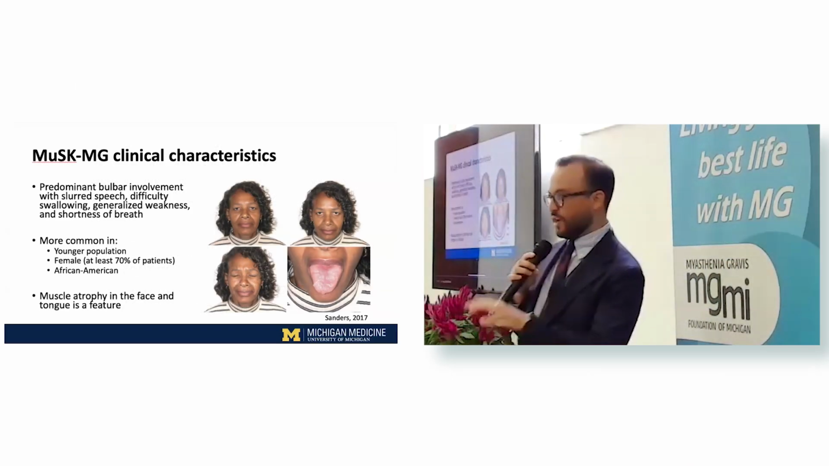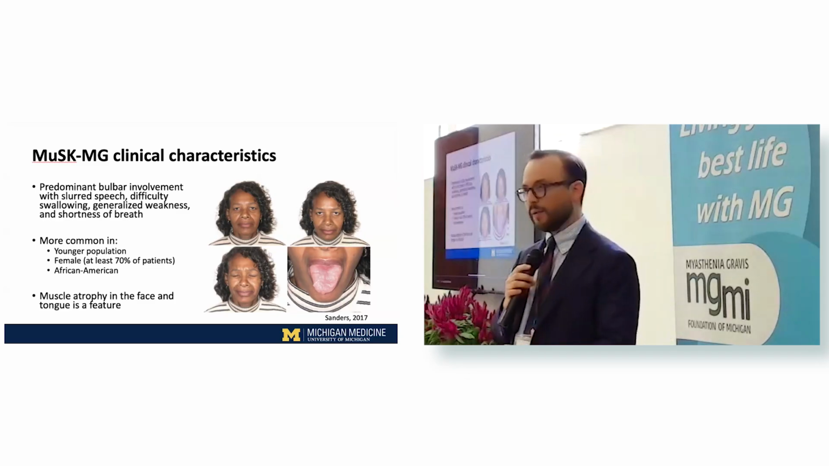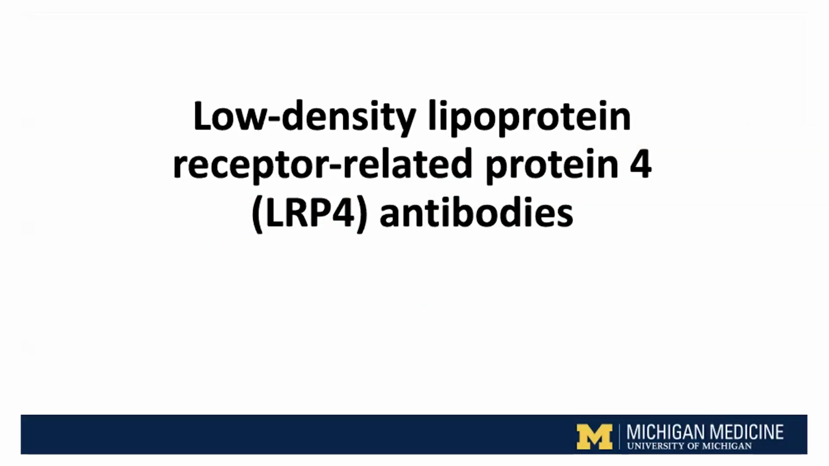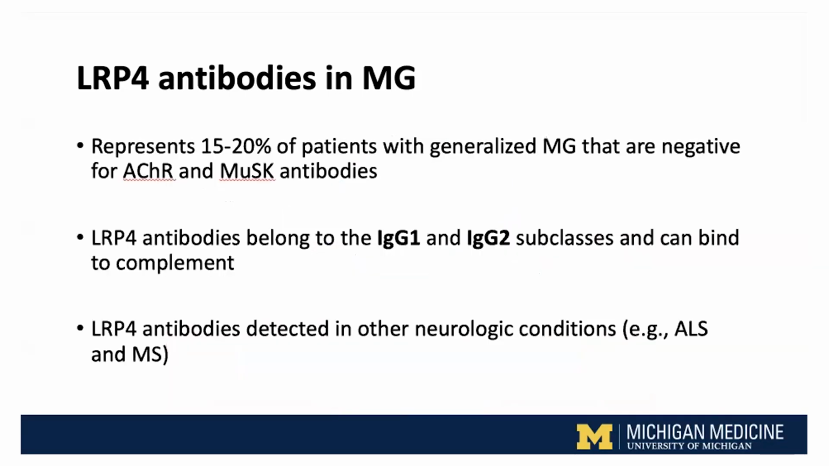This is more common in younger patients and women, and particularly Black and African Americans as well. Moving forward, talking about LRP4 antibodies, this, as I mentioned, was the third antibody that was discovered to have a pathogenic association with myasthenia gravis. It also has a relation with the MuSK antibody. There's something called agrin, which binds to it. The antibodies will prevent it from interacting with MuSK.